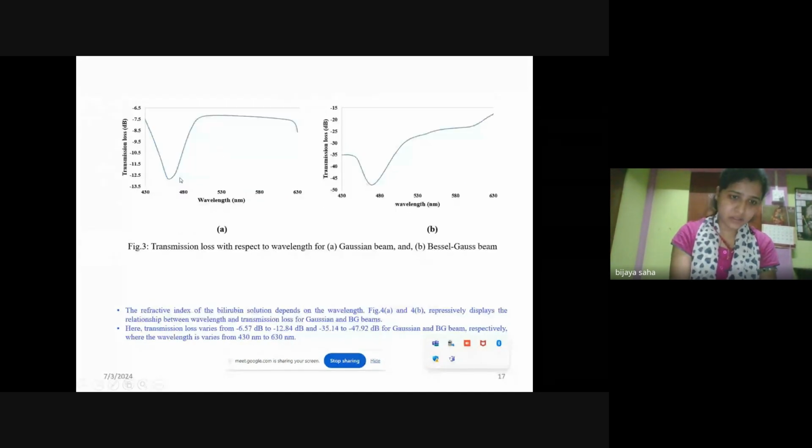Proceed to figure 3A and B, which represent the transmission loss with respect to wavelength. The wavelength is changed from 430 to 630 nanometer and the concentration of bilirubin is fixed at 0.05 gram per liter. In the case of the Gaussian beam, the transmission loss varies from minus 6.57 dB to minus 12.84 dB. But in the case of the Bessel Gauss beam, it varies from minus 35.14 to minus 47.92 dB. So we are getting more loss as compared to the Gaussian beam.